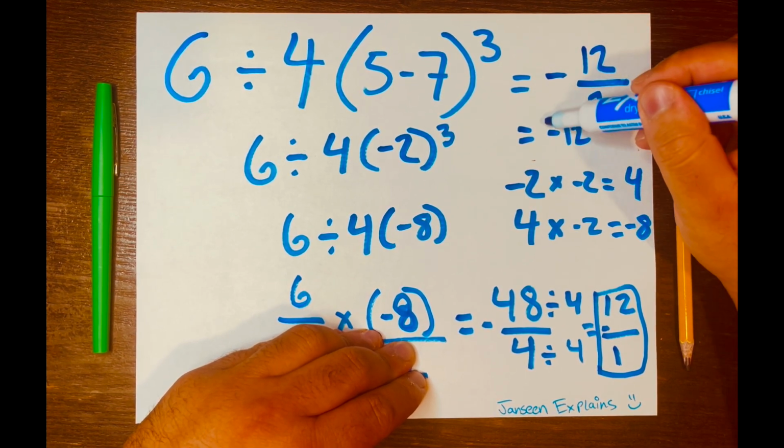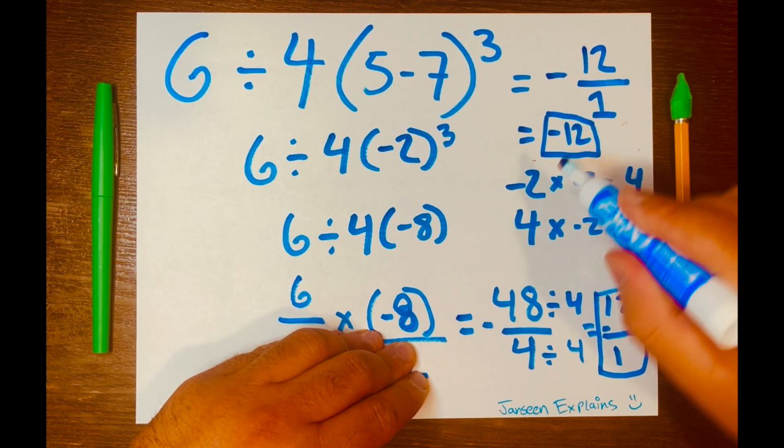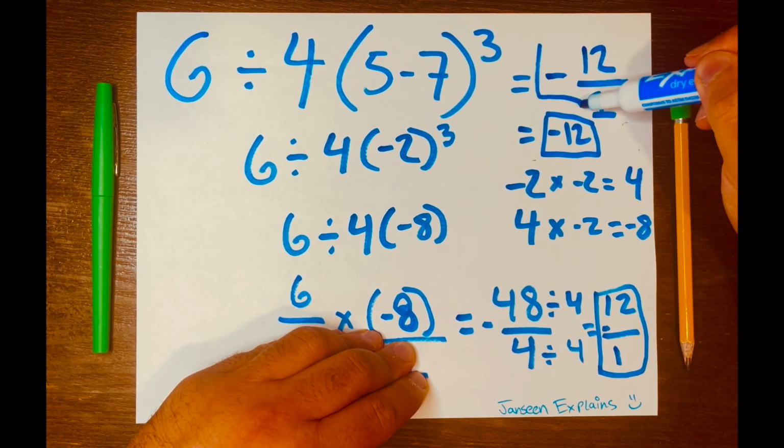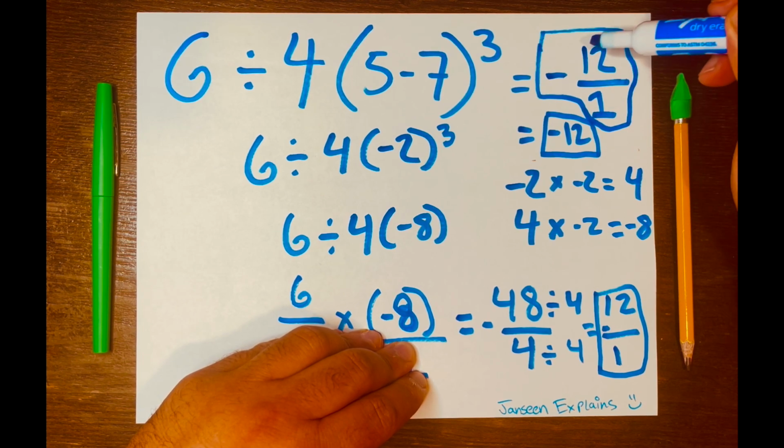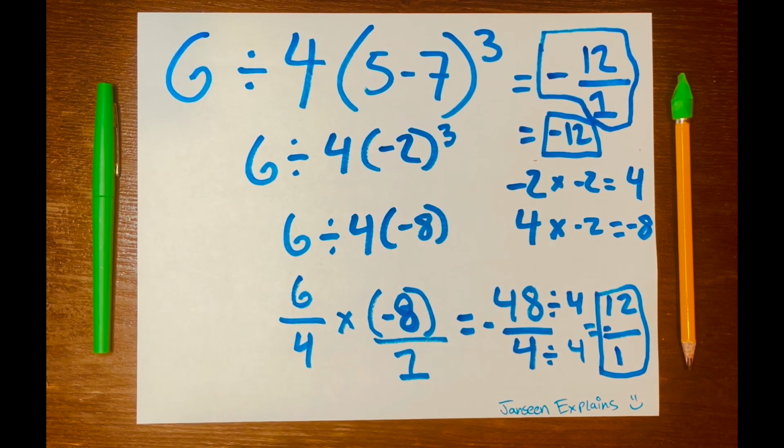There you go. So you can have it like this, negative 12, or you can have it as an improper fraction, negative 12 over 1. And there you go.